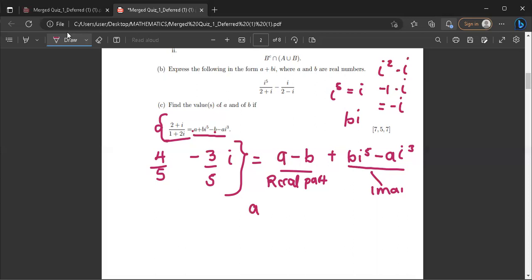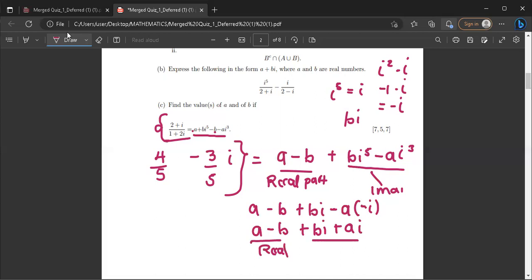Therefore, we're going to have a minus b, then plus bi. Then for this part, since we know that i to the power 3 is -i, we're going to say minus a, then i to the power 3 which is -i. So -i times this negative gives us plus ai. Now this part is the real part, and this part together is called the imaginary part.